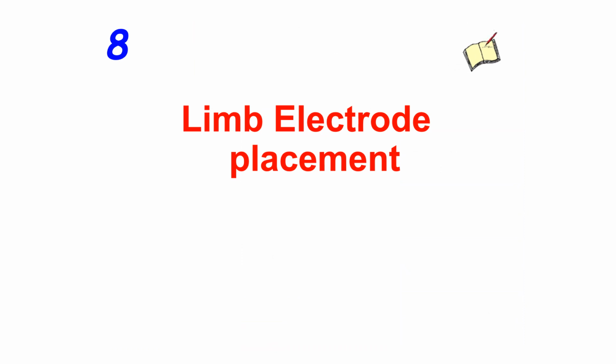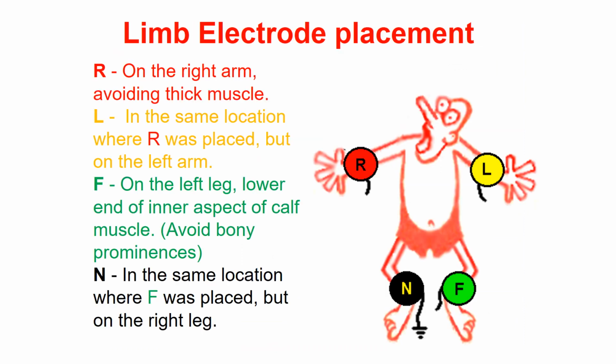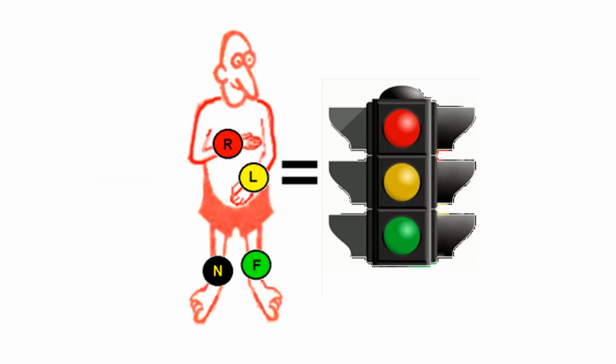Limb electrode placement. R, on the right arm, avoiding thick muscle. L, in the same location where R was placed, but on the left arm. F, on the left leg, lower end of inner aspect of calf muscle. Avoid bony prominences. N, in the same location where F was placed, but on the right leg. To remember the color coding of the limb leads, use this mnemonic.